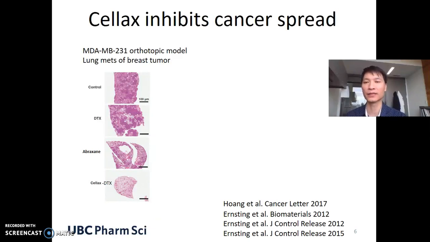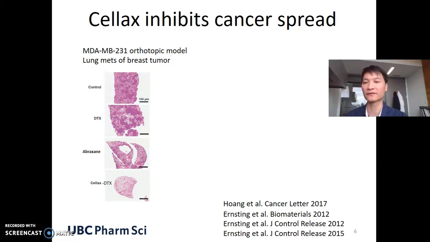So next, we really want to study if Cellax can inhibit cancer spread, because as I mentioned, cancer spread is the cause of death for cancer patients. And it's very difficult to treat because once cancer has spread, it is everywhere and very, very difficult to deliver your drugs and to treat those spreading cancer nodules.